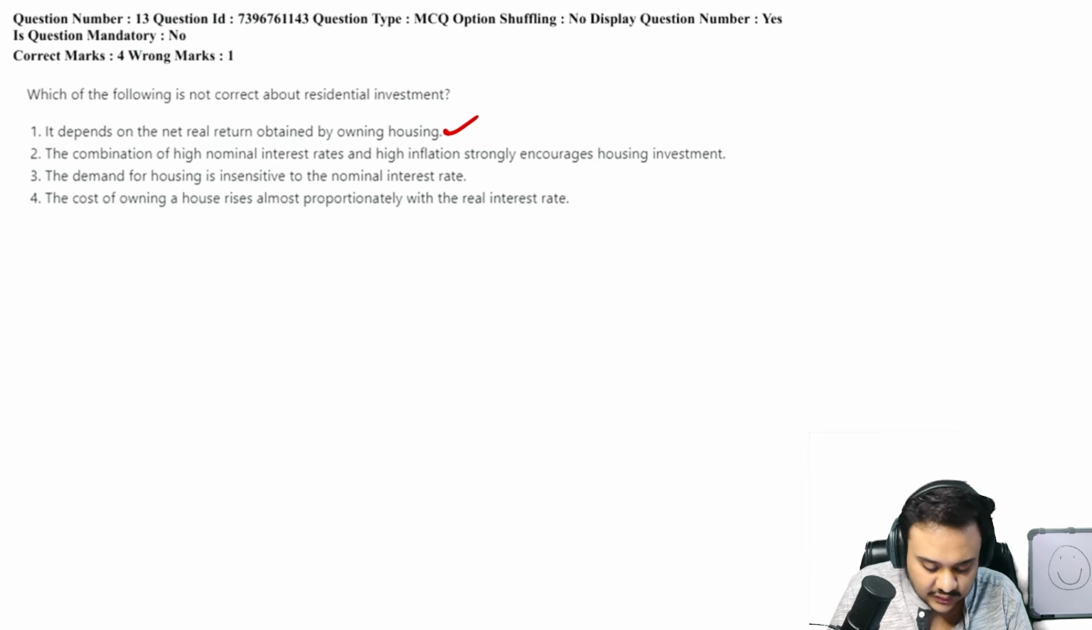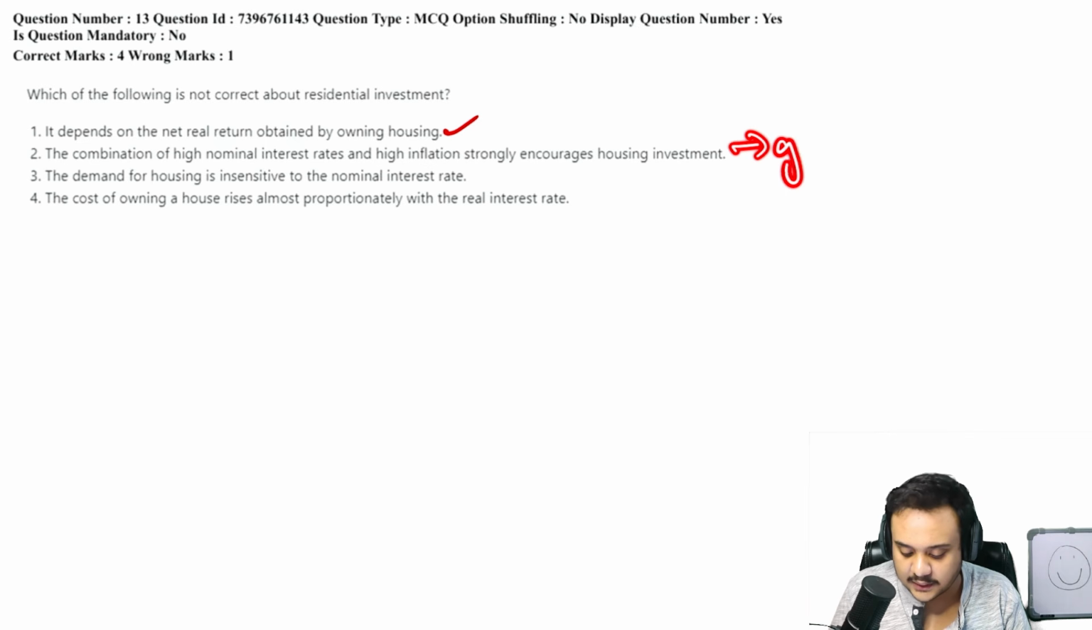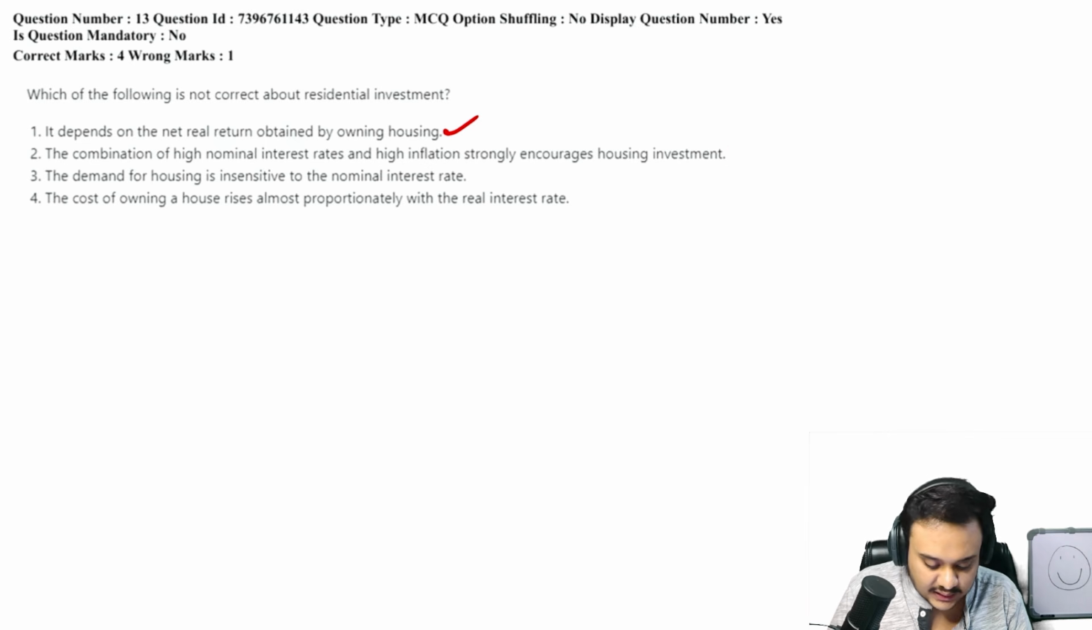I'm not sure if this was supposed to be written as low nominal interest rate or not, but this can be true if the inflation is strong enough to even overpower your high nominal interest rate. Now, even if you consider this as a gray statement, somewhere in the gray area, look at the third one. The demand for housing is insensitive to the nominal interest rate. Does that make sense to you?